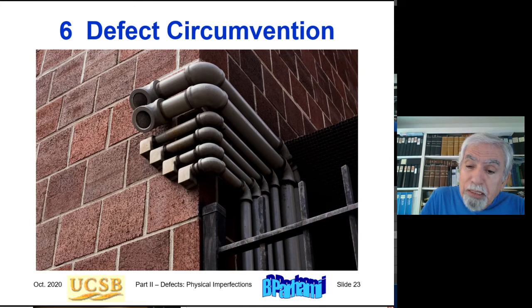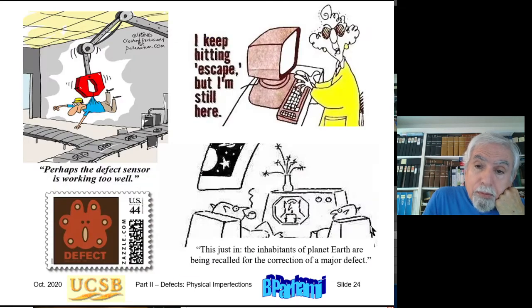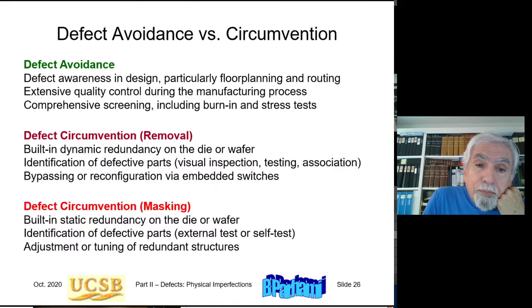So as the name implies, defect circumvention is based on detecting the defects and circumventing their effects, getting around them by ignoring the defects and not using the parts that are defective. There are actually two complementary methods of defect circumvention. Either one or both of them can be used in a specific context.